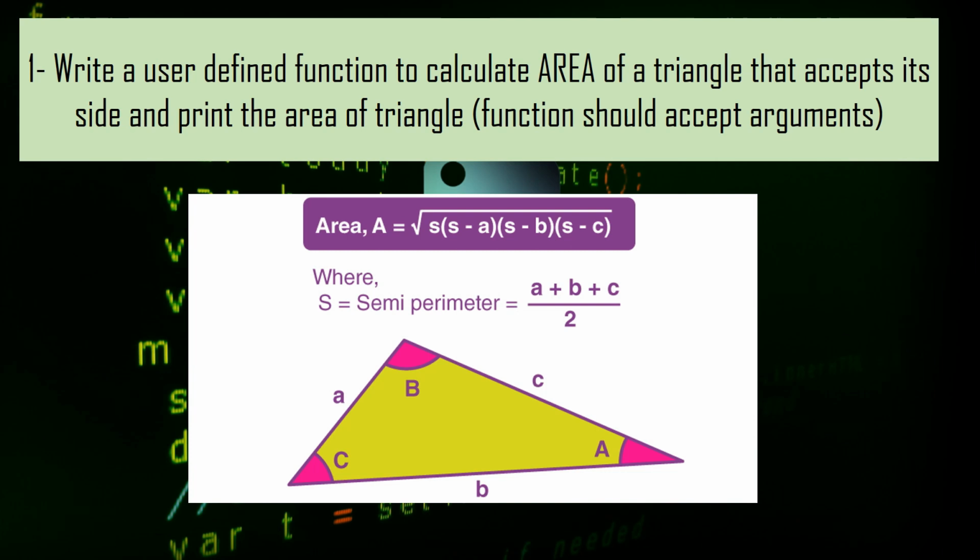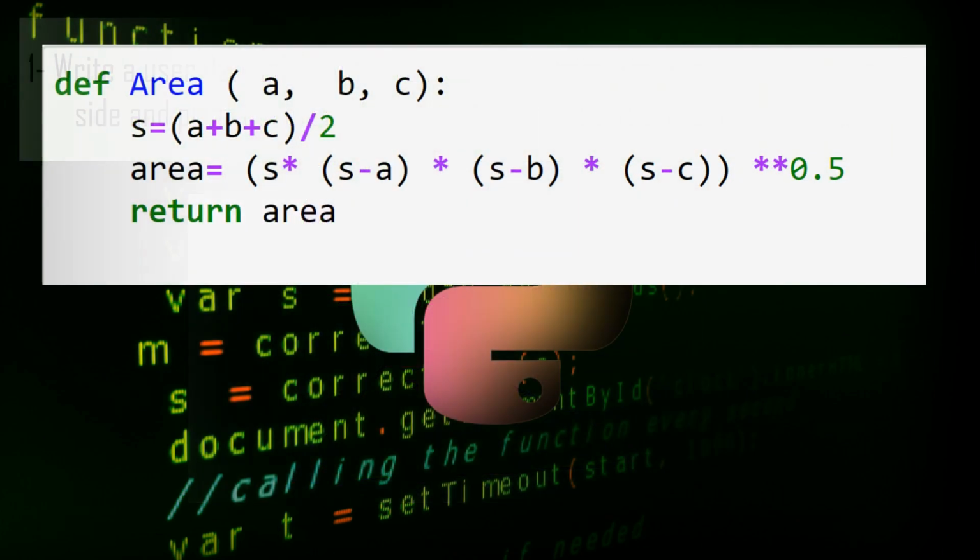sides of the triangle. So in order to create a function, we have to use the keyword def area, and it will be accepting 3 arguments, that is 3 sides of a triangle, so a, b, c. We are calculating the semi-perimeter first, so s equal to a plus b plus c whole divided by 2. Area equal to, then the same formula has been written. You have to take care that at the end double multiplication has been used, that stands for exponent, and 0.5 means square root.